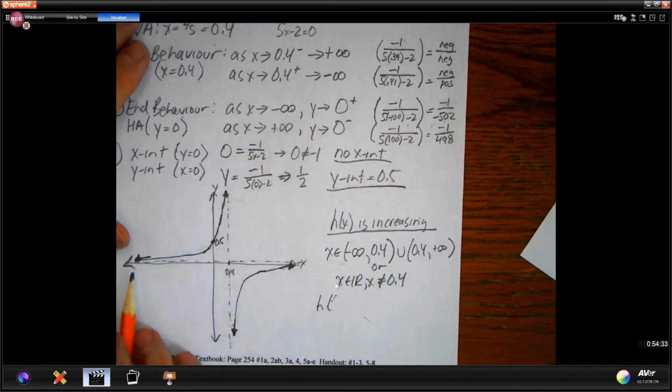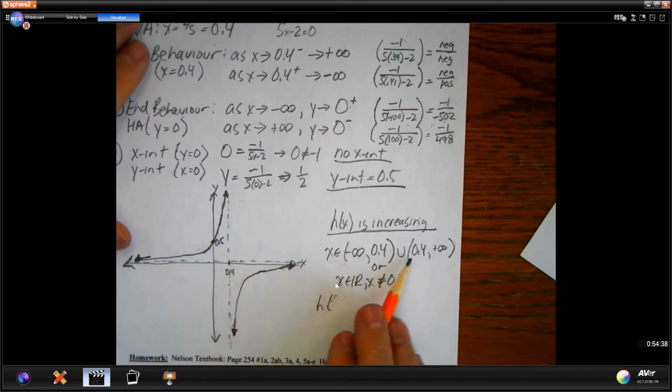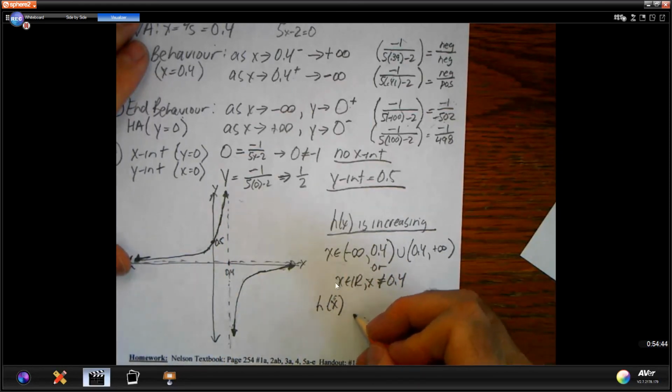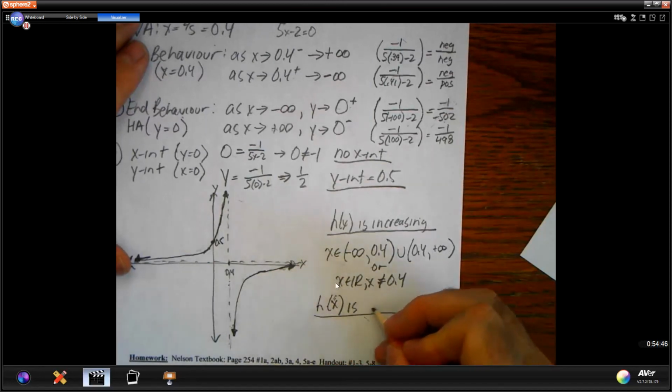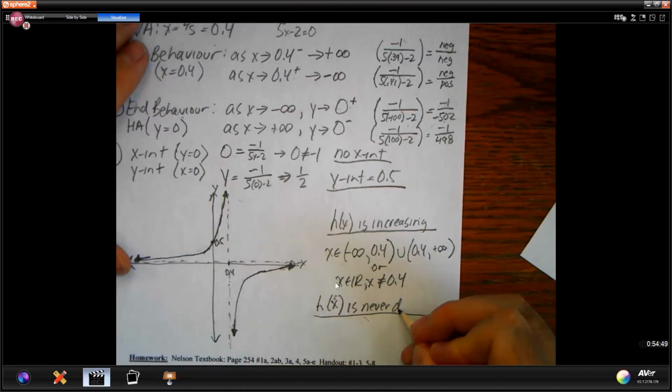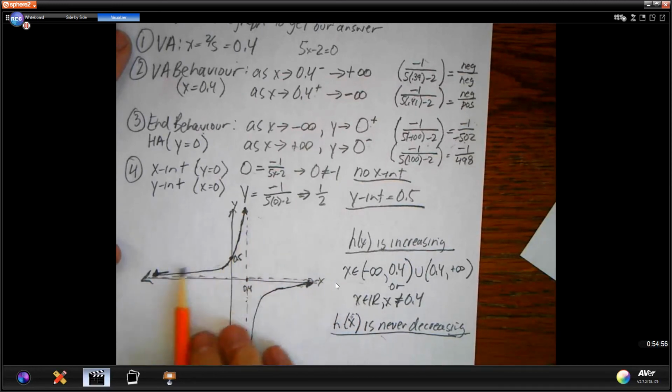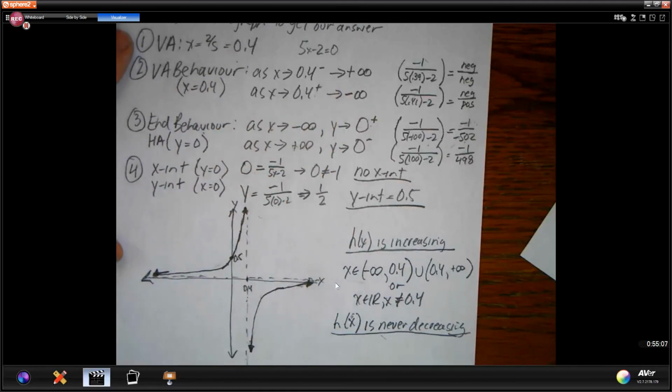Now, at the other end, is this function ever going down? No. The only time it wasn't increasing was at the asymptote. So I'm just going to say h of x is never decreasing. And you can see we just used our visual perception of what this function looks like to determine where it is increasing and where it is decreasing. We didn't use any algebraic methods to determine this other than what we got from the graph.